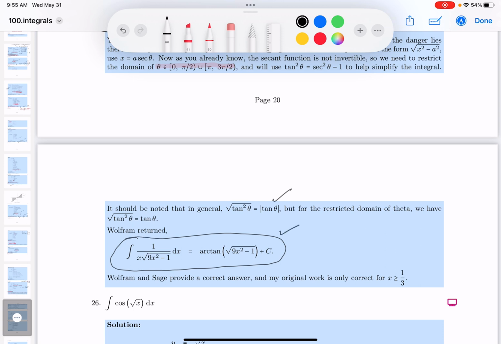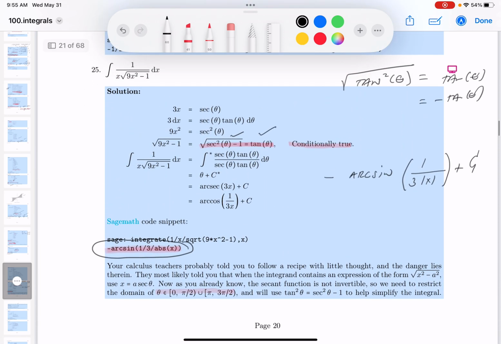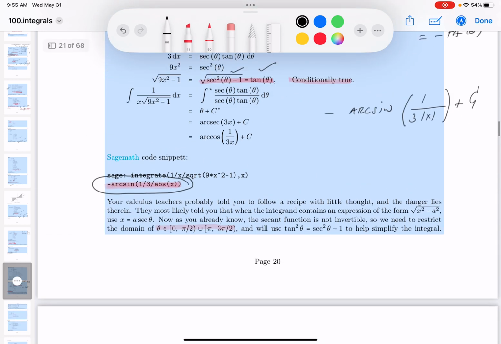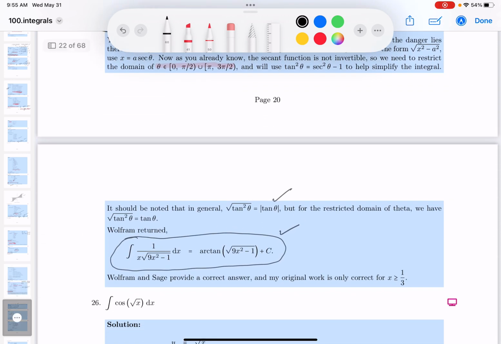And Wolfram, in my opinion, returned the best answer. My original work, though, was only true for a certain set of values. The set of values it was true for is when x was greater than or equal to 1/3. Now, by the way, you can figure out the domain of these things, and I'm just using one branch of it, which would be x greater than or equal to 1/3. But there's another branch where x would be below minus 1/3. And this is what's being done over here: we're going to work on the entire domain of the problem, and I'm not worried about restrictions.